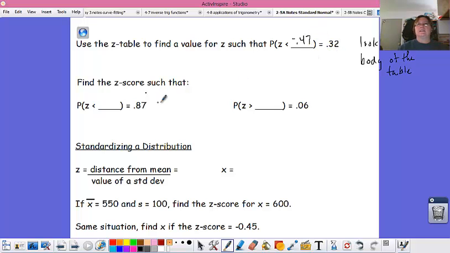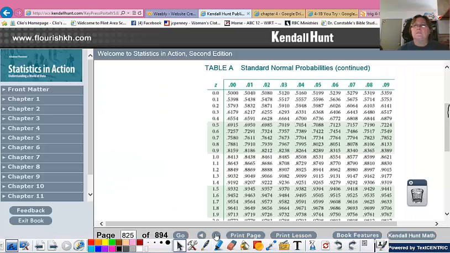I'm going to ask you to do that a couple more times. I'll do it without talking. You can pause the recording if you would, and then check your answers against mine. 0.87, right in there. 8708 is the closest we can get, and that is 1.13.